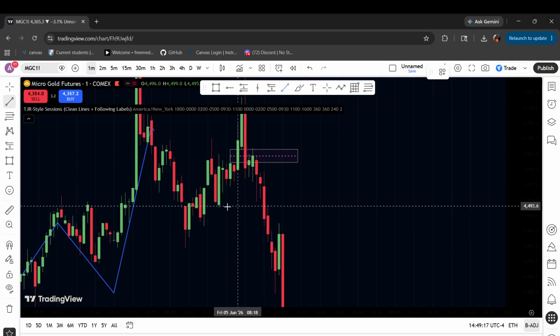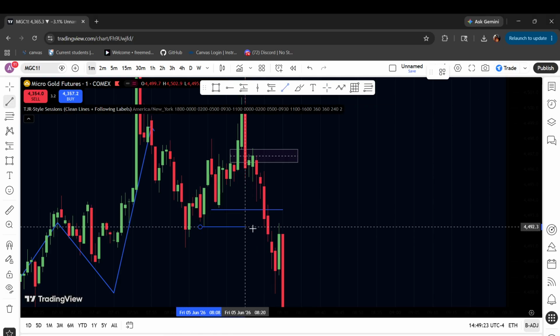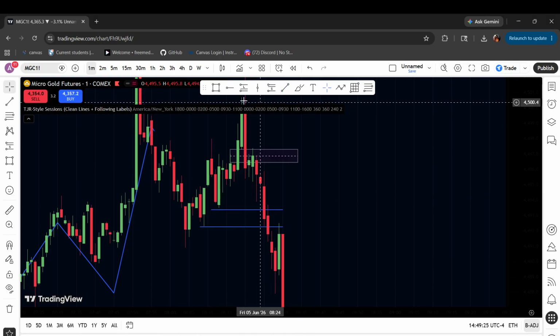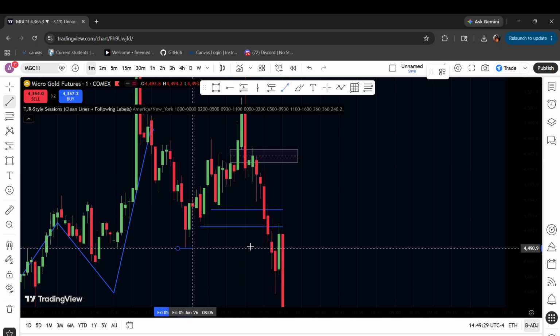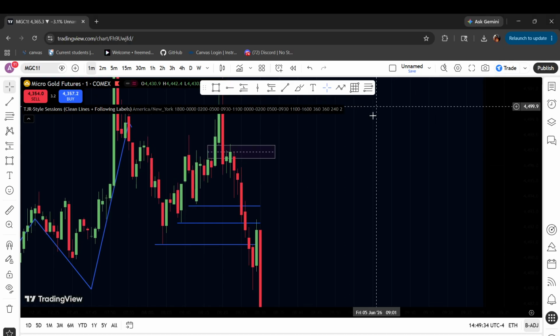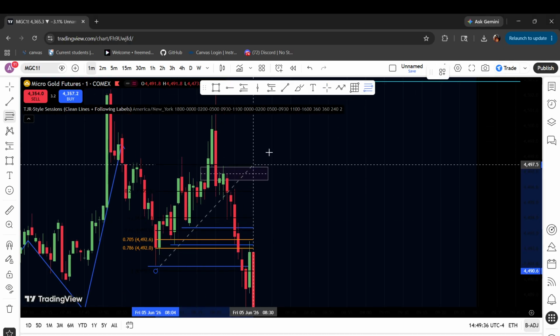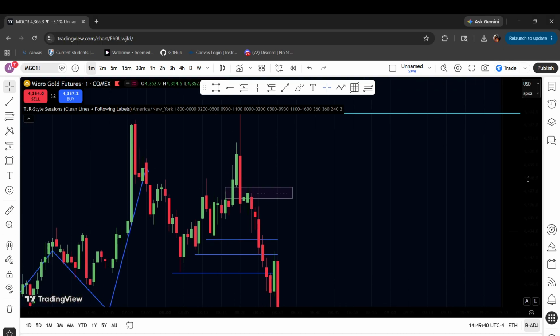You could have entered here, here, here, or here. But the most optimal one is to take out that previous last leg low. That's the most optimal. You could also use a Fibonacci retracement, where we go from the swing high to the swing low. Sorry, from the swing high.